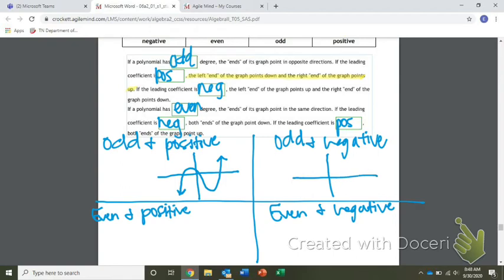If it's odd and it's negative, the left end points up and the right end points down. If it is even, it goes in the same direction. So they either both point up or they both point down. So if it's even and positive, they both point up.